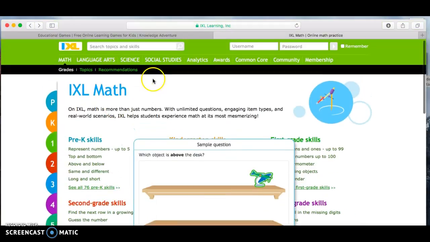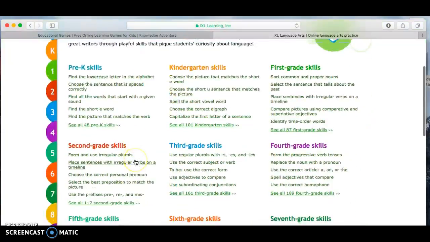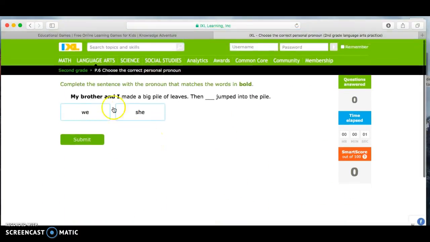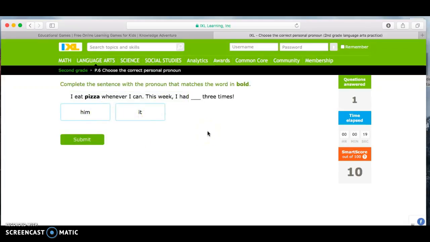We could change to language arts and go to second grade. And it shows all of the different standards for language arts as well. My brother and I made a big pile of leaves, then we jumped into the pile. It fills the word in for them. It's very interactive for the kids. And again, gives them feedback so they can see that they're doing good in learning.